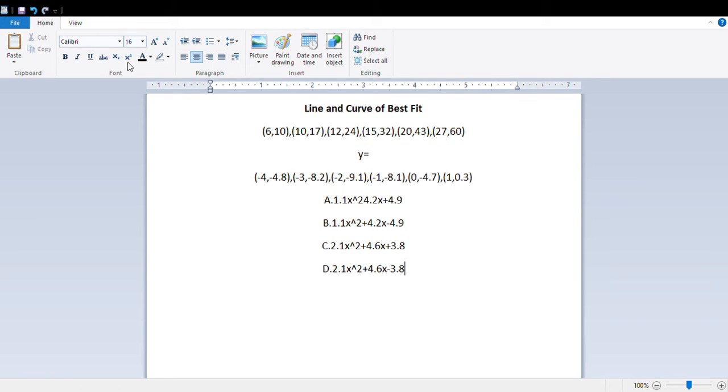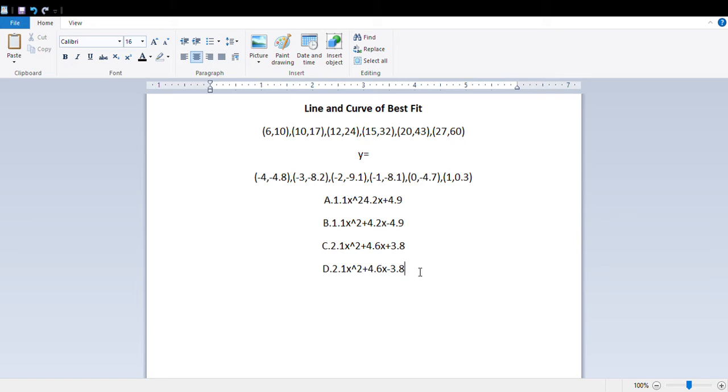Alright guys, welcome back to another video. Today we'll be going over the first lesson of our last unit for Algebra 1, and the name of the unit will be Statistics. In lesson 1 we'll be going over the line and curve of best fit. So we'll be taking different values from the question and then trying to figure out the line or curve.